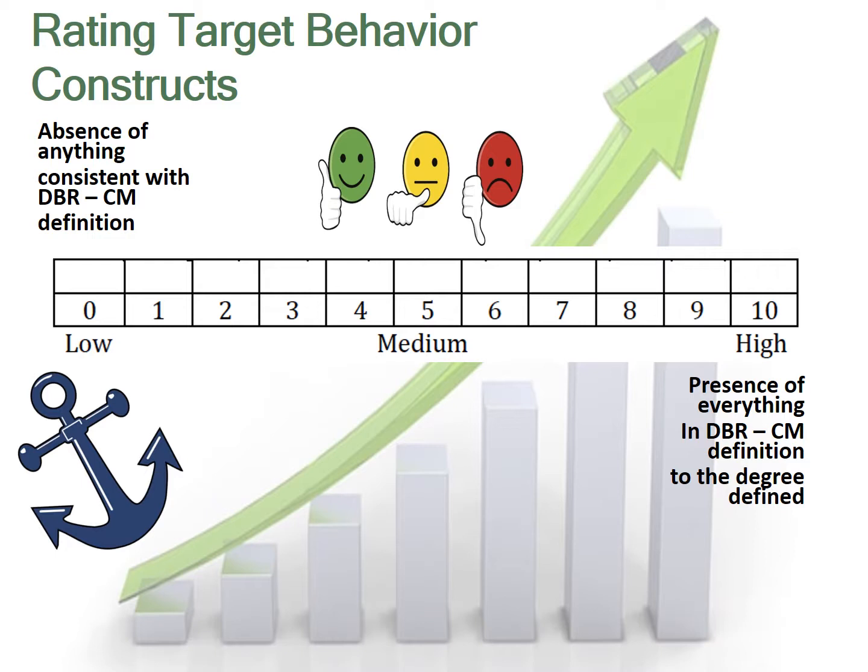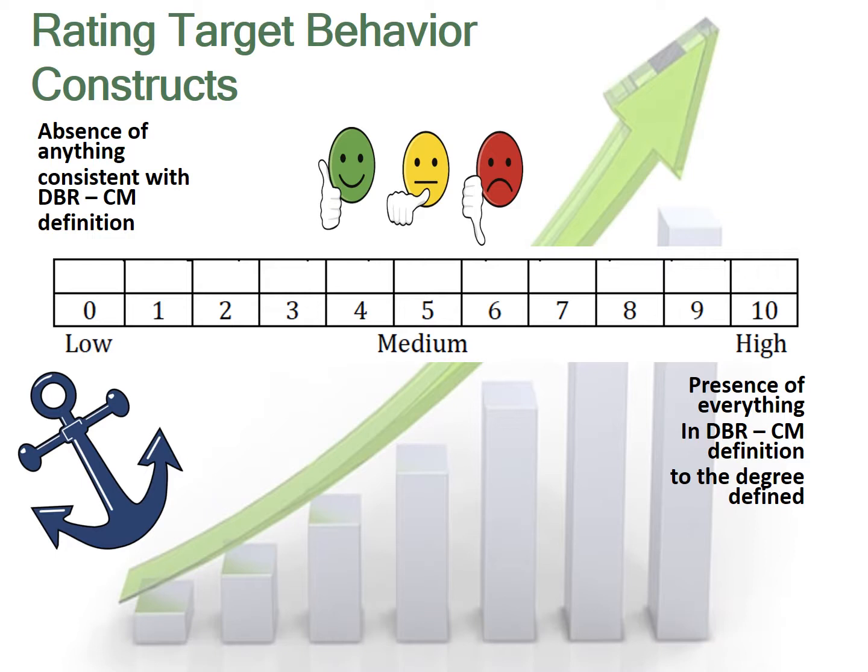As the observer reflects on the behaviors observed during the observation, the rater would move his or her rating up and away from 0. The closer the behaviors observed appear to the operational definition, the higher the rating would be. If the behaviors observed matched the operational definition perfectly, the rater would assign a rating of 10.